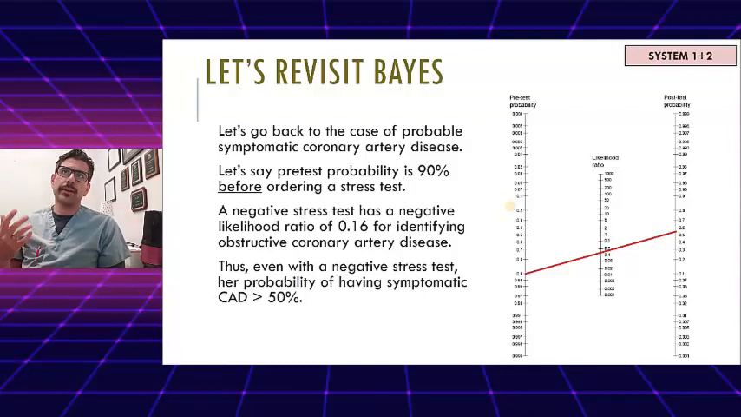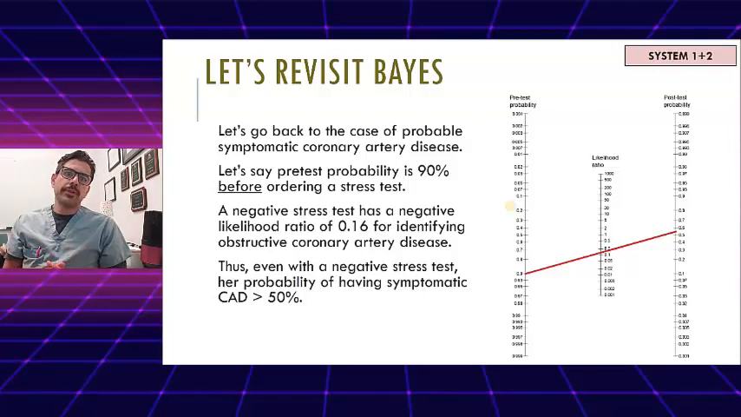So let's go to a case that I think I talked about in a previous talk of an older woman who is very, very likely to have symptomatic coronary artery disease. And this is an older woman who's smoked, has hypertension, hyperlipidemia, whatever. And let's say our pretest probability is 90%, before ordering a stress test, that she has symptomatic coronary artery disease.